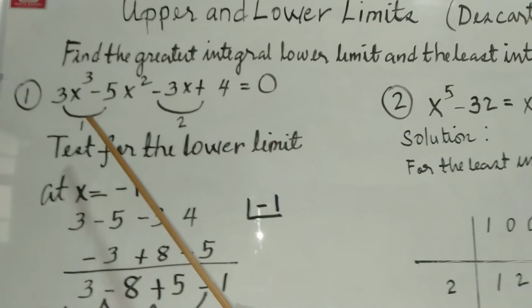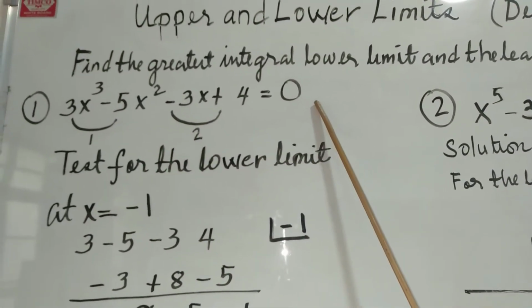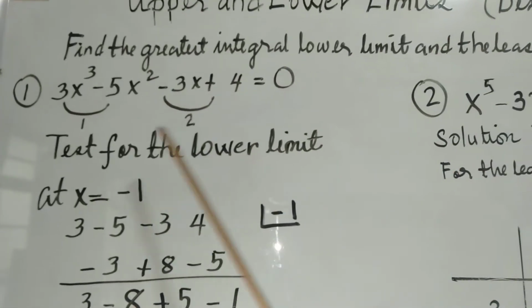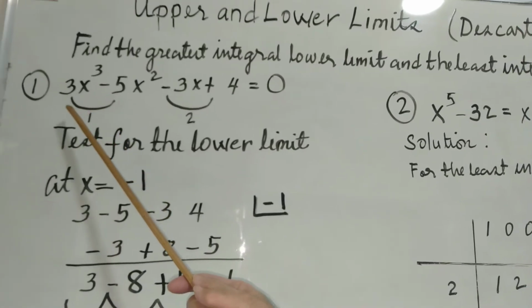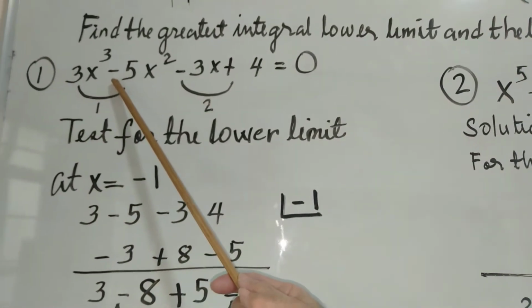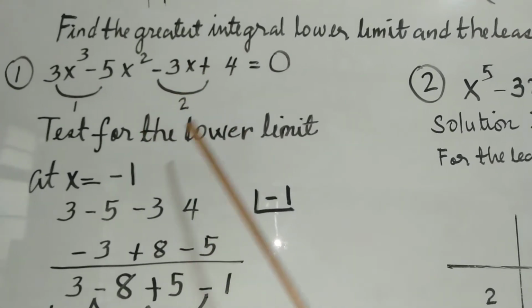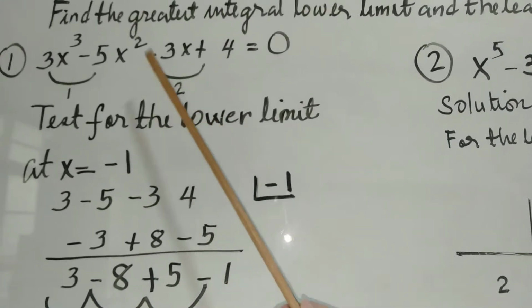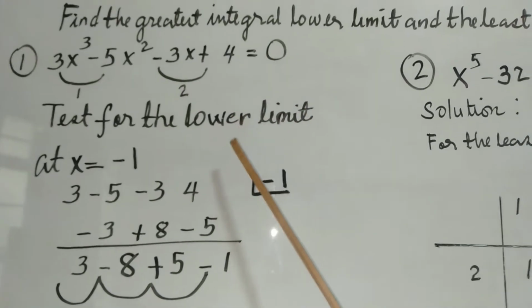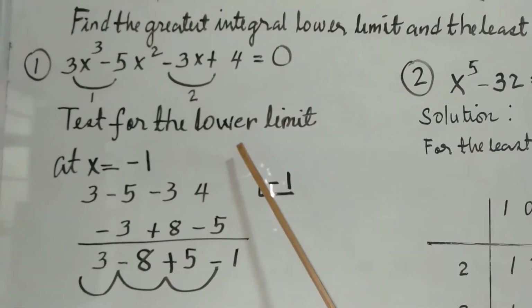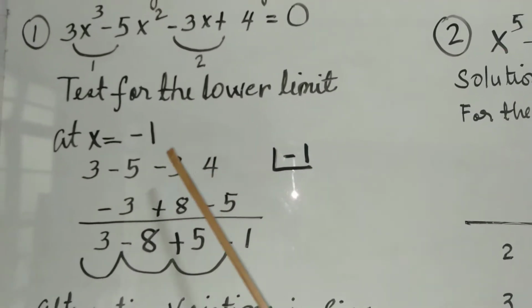The first one, 3x cubed minus 5x squared minus 3x plus 4 is equal to 0. If we apply the Descartes rule of signs, we can see that the changes in sign is 1 and 2. So we're expecting two possible positive roots for this polynomial. But what we're going to do is to test for the lower and the upper limits, that is the boundary of the roots of an equation.